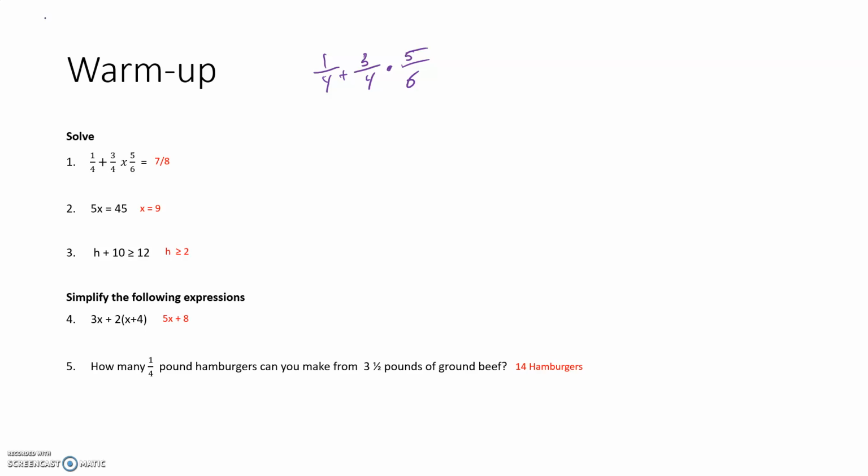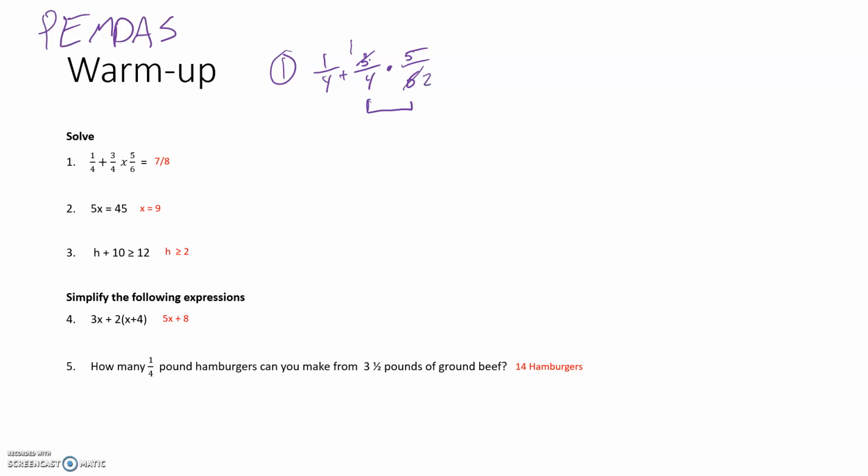All right, so you got to remember PEMDAS. P-E-M-D-A-S. That's the order of operations. So I have to multiply 3/4 times 5/6 before I can add that 1/4. So I'm going to multiply 3/4 and 5/6. Before I do that, I'm going to cross cancel 3 and 6. So that's 1 and that's 2.